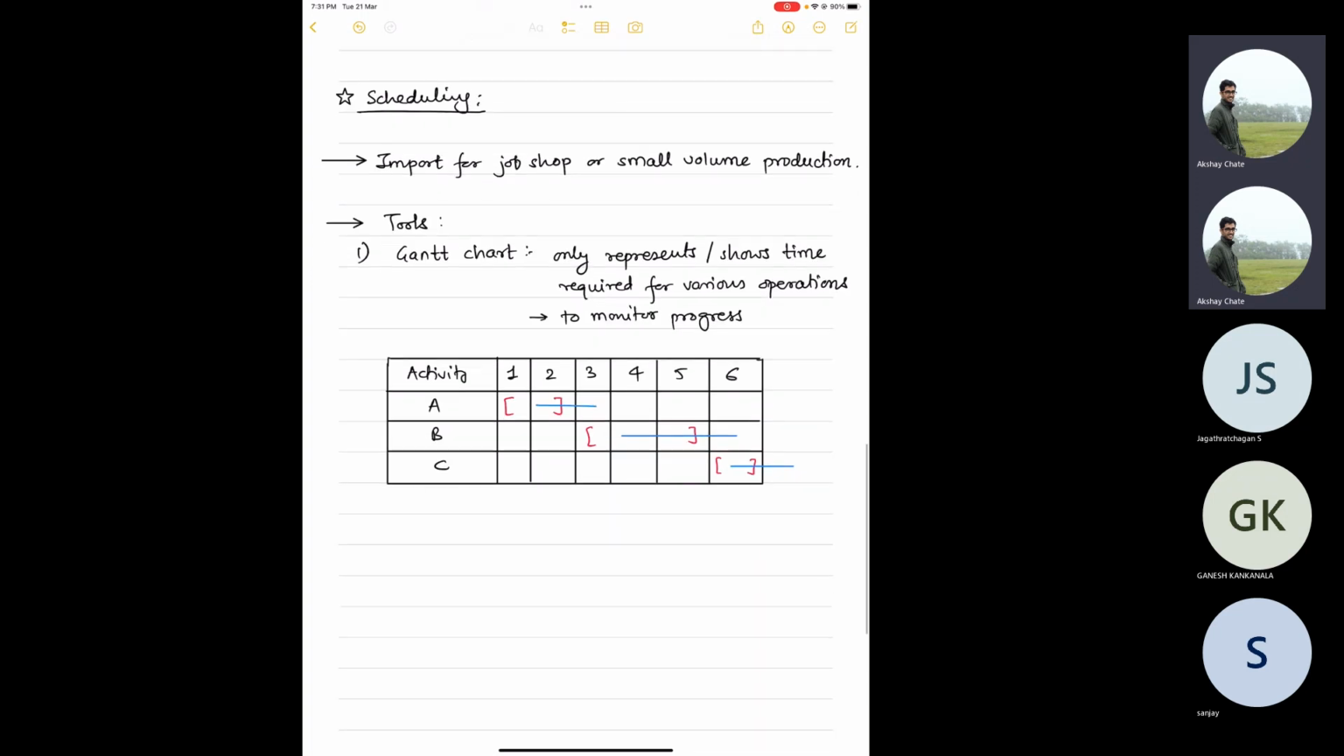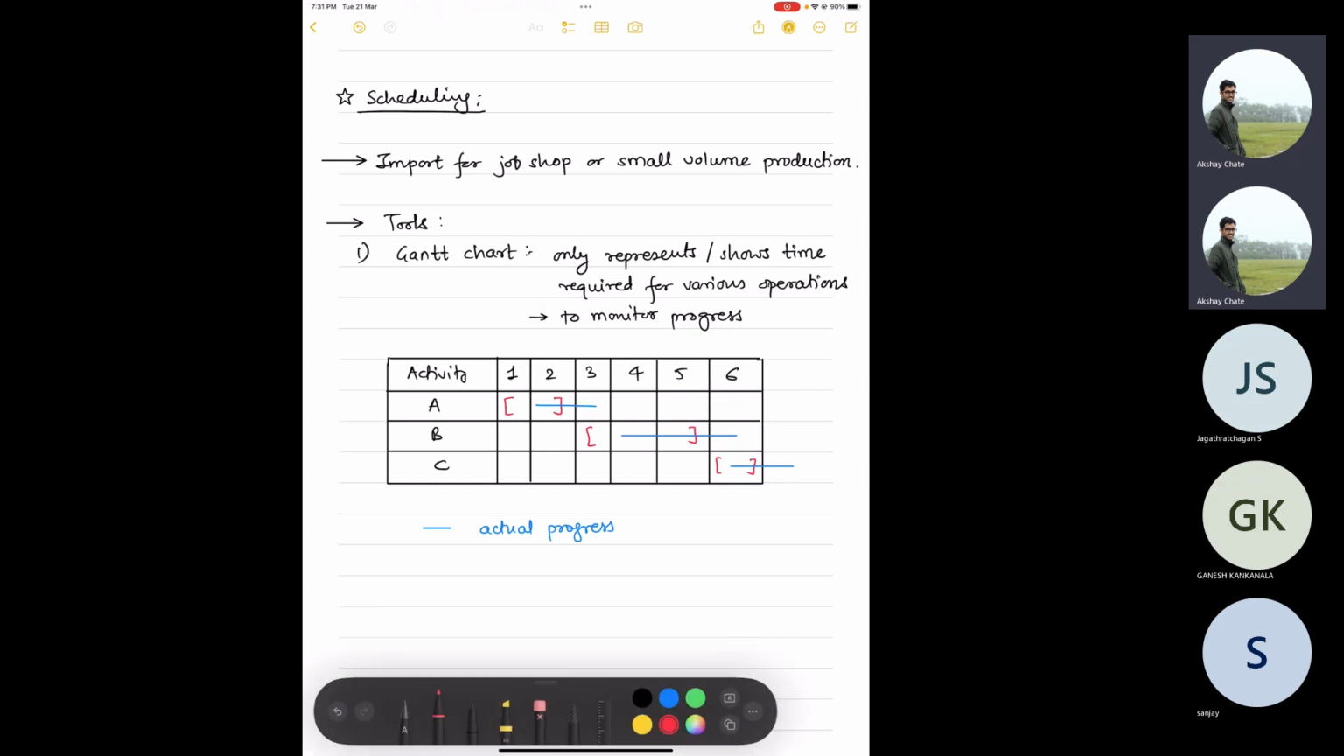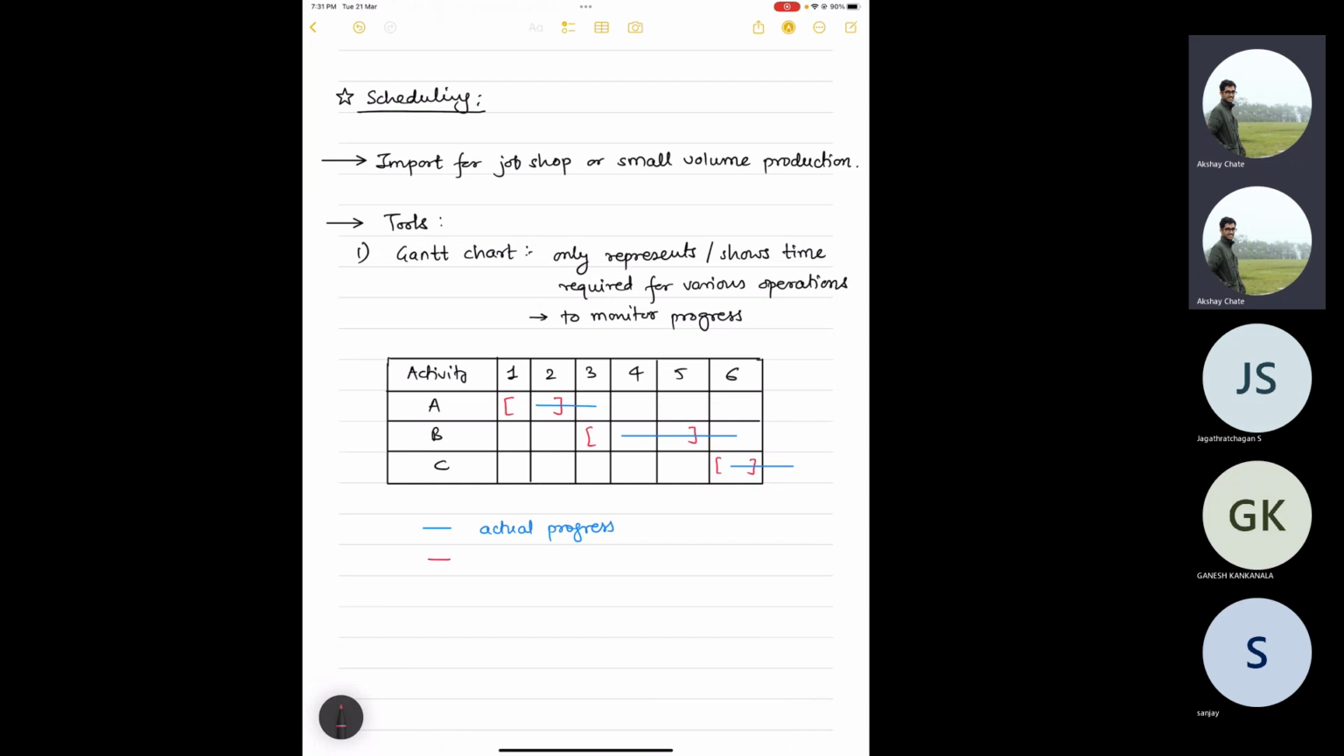So this blue line represents actual progress, and the red line represents planned progress, or scheduled. You can call it scheduled also. So I hope it is clear to you.